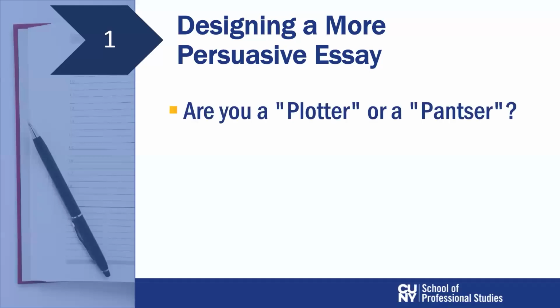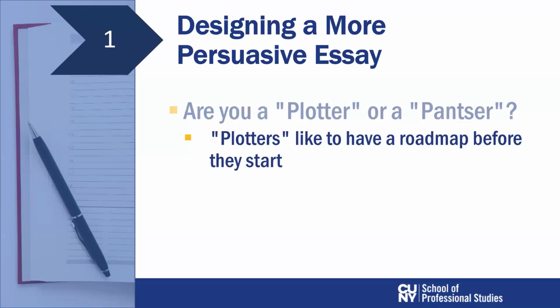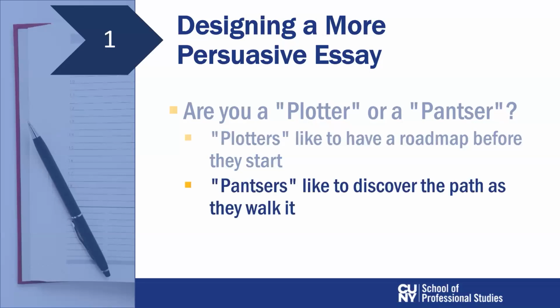So one thing to think about is, are you a quote unquote plotter or a pantser? And we usually hear about these terms when we're thinking about fiction writing. Plotters are people who like to have a roadmap before they get started. So if you're someone who does want to work on an outline before you start working on a draft, you want to know, okay, my first point is going to be A, my second point is going to be B. You are a plotter.